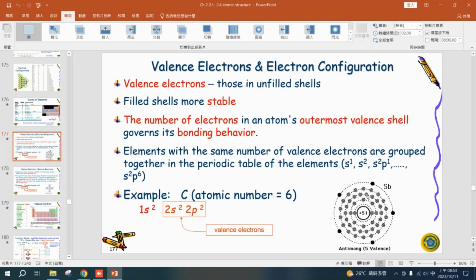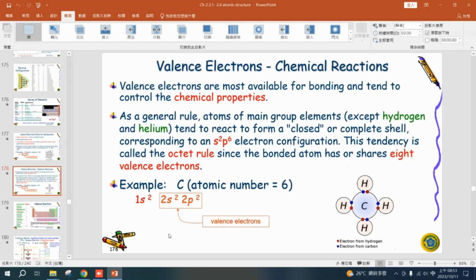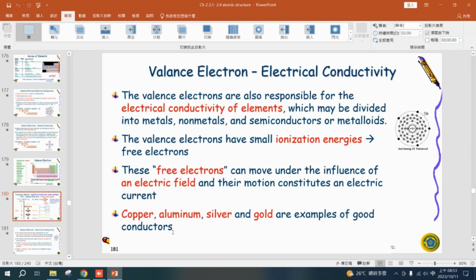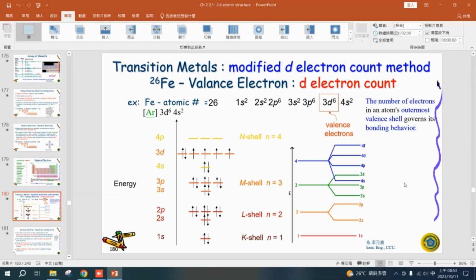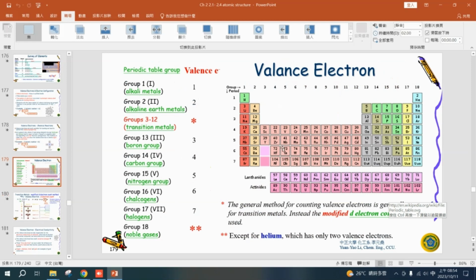So when you think of this element, these 5 electrons are most active compared to the electrons in the inner shell of the atom, right? So when a chemical reaction occurs, these 5 electrons participate in the chemical reaction. Right, and then this is called the modified d electron count method, to know the number of valence electrons in transition metals in this area, right? In this place.